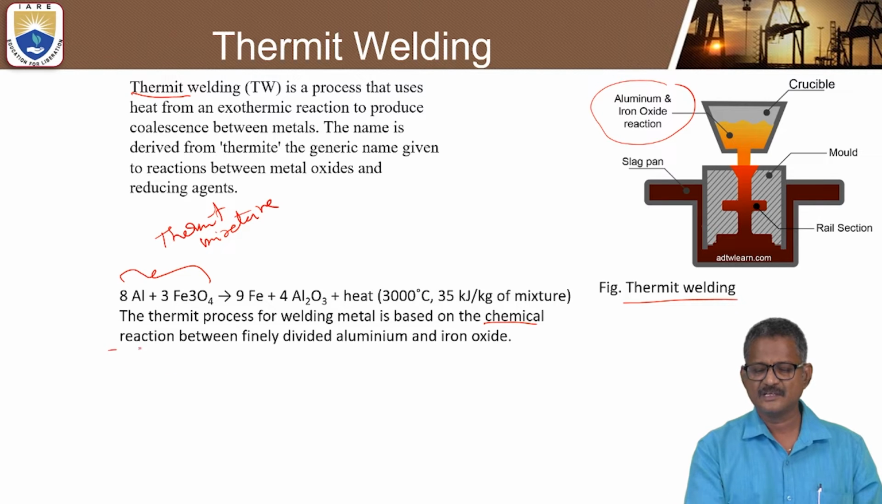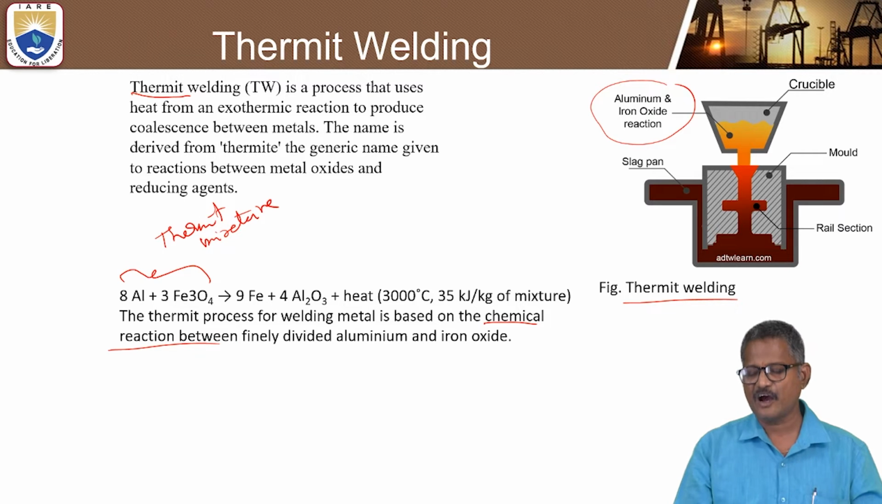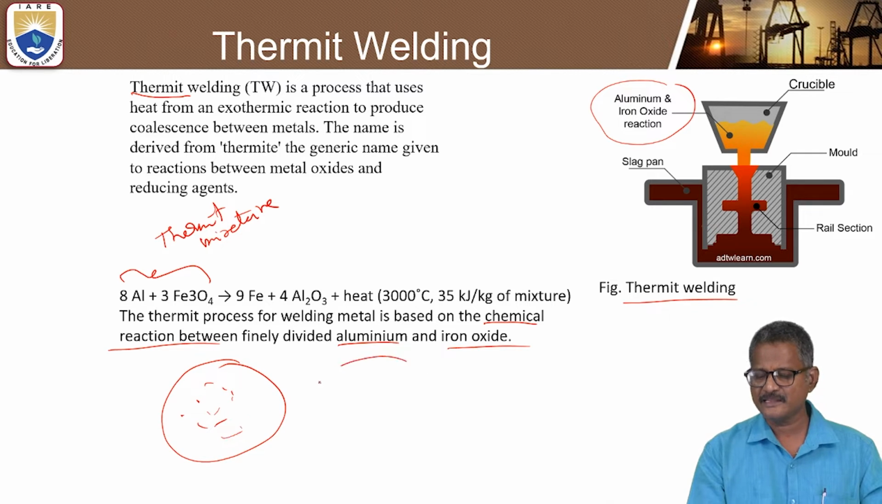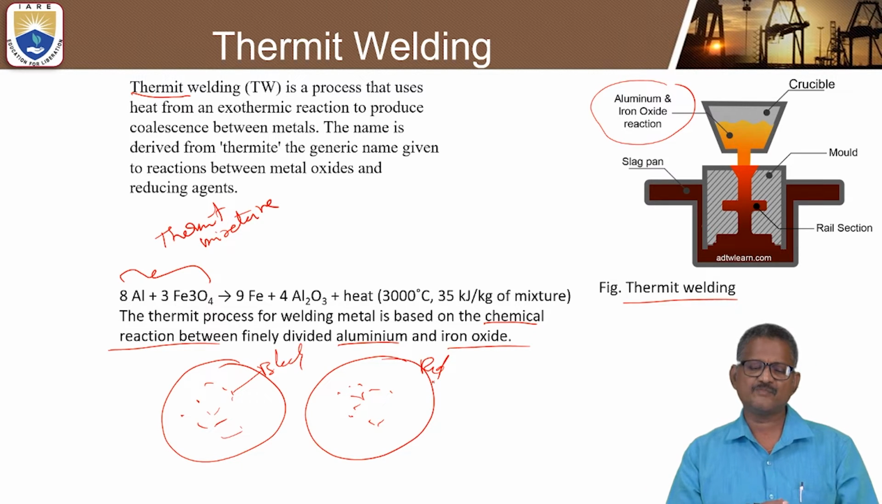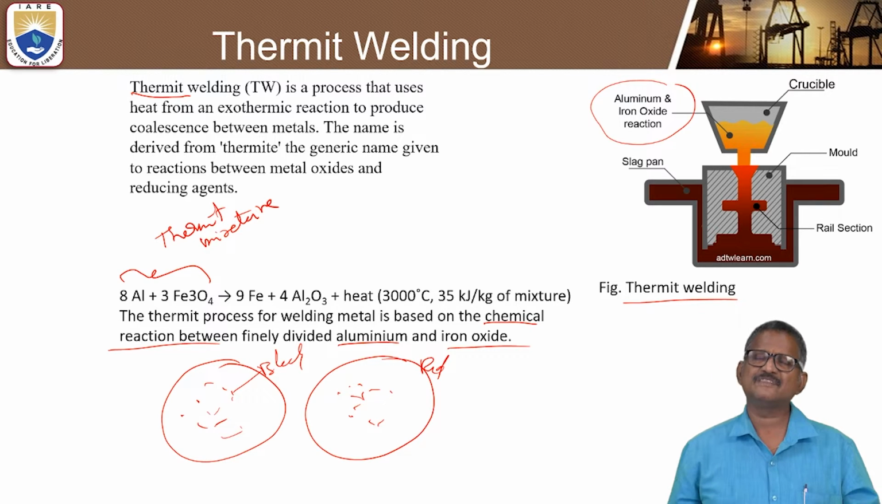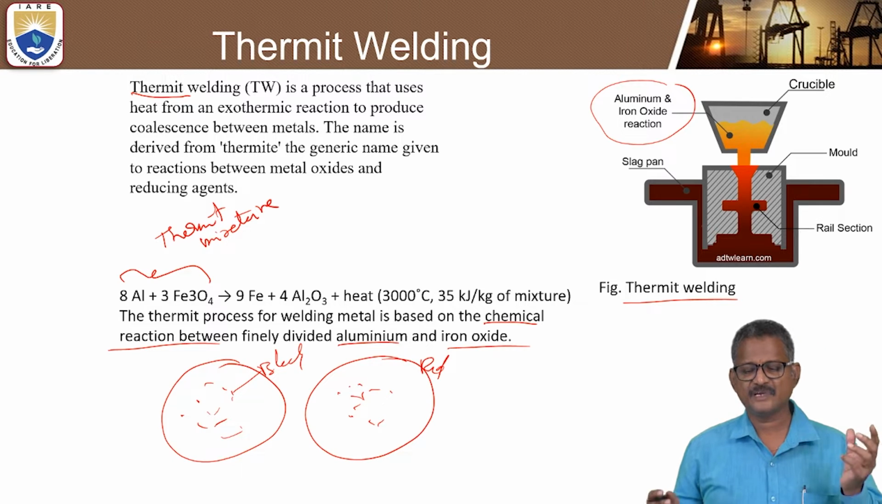Especially, a chemical reaction takes place between the finely divided aluminum and iron oxide. There will be aluminum powder on one side and iron oxide powder on the other. This one is black in color, this one is red. Both combine together, and oxygen is removed from the iron oxide and combines with the aluminum, forming aluminum oxide, and some heat, because it is an exothermic reaction.